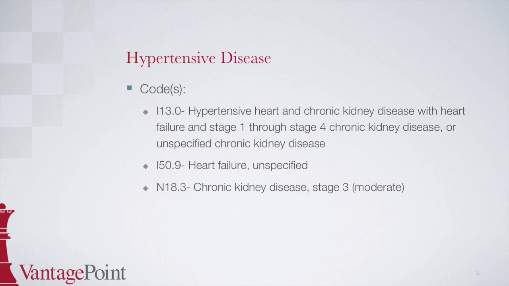Therefore, our last code, N18.3, chronic kidney disease, stage 3, moderate, can also be found by either turning to category N18 in the tabular and locating the appropriate code based on the note, or this code can be found in the alphabetic index by starting at disease and then locating kidney. From there, you would want to find chronic and then stage 3 indented below, which points to N18.3, which you would then confirm in the tabular.